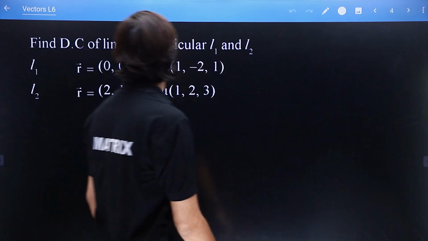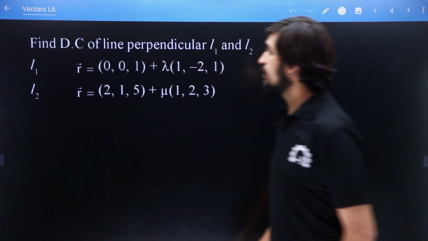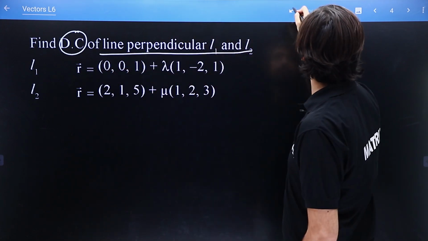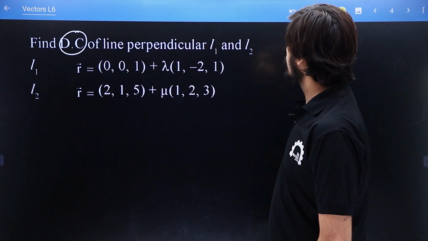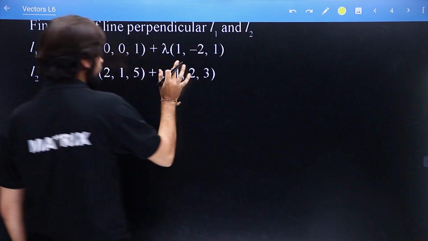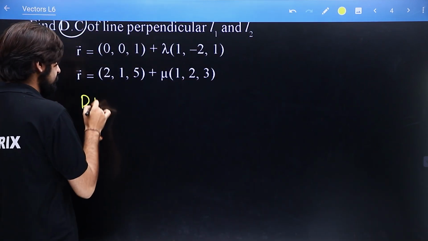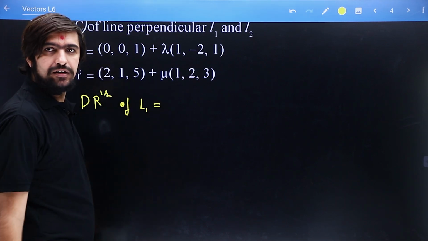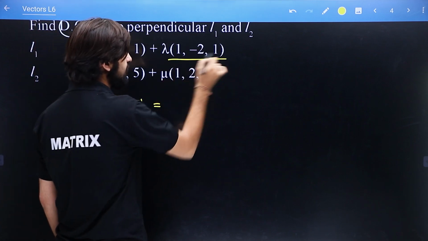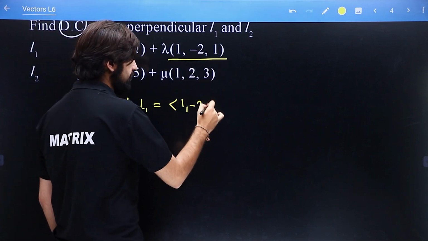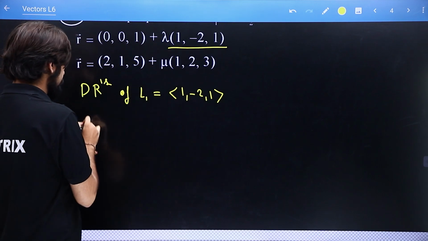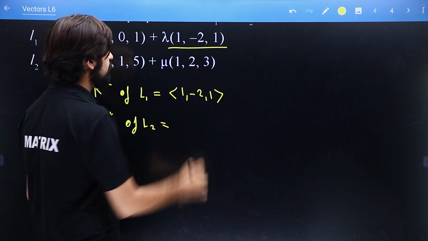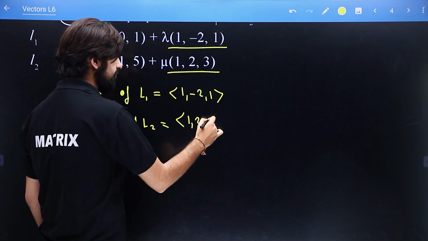Okay. One more question I have given to you in the class, that find direction cosines of a line perpendicular to L1 and L2. So I will take yellow marker. Perpendicular to L1 and L2. So first of all, we have to find the DRs of L1. Straightforward, whatever is written with the parameter, those are the DRs of the line. So what is written with lambda? So that will be 1, minus 2 and 1. Okay. Similarly, DRs of L2 will be this: 1, 2, 3.